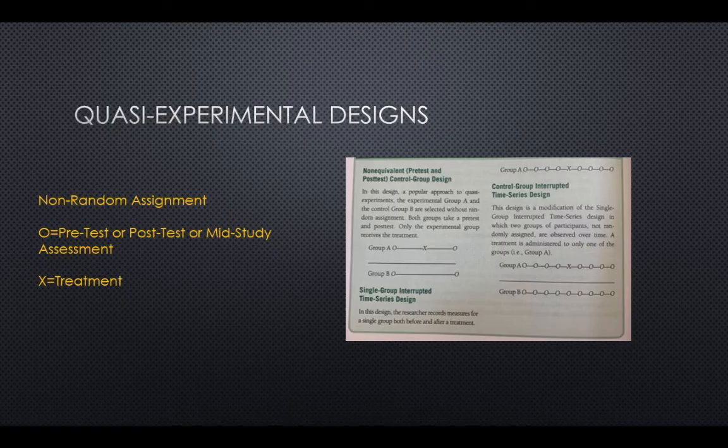Quasi-experimental designs also do not have random assignment. There are 2 groups. One is experimental and they get the treatment. The other group is a control group that does not get the treatment. Here is a chart that explains the 3 types of quasi-experimental designs.